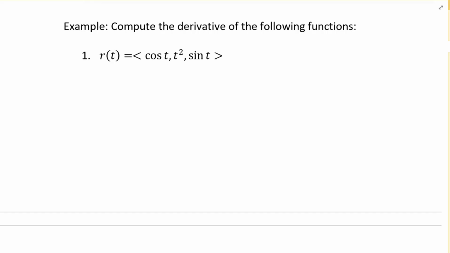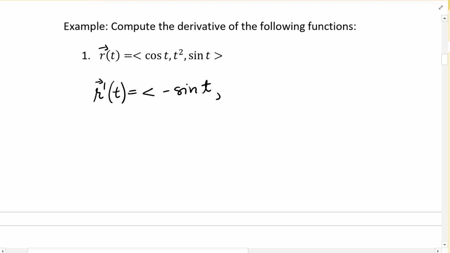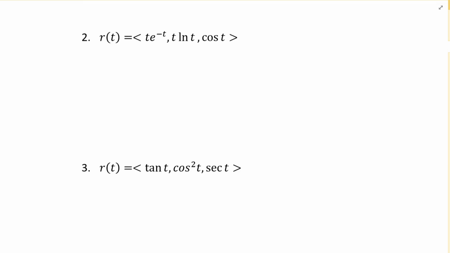In this video, we'll solve a few problems involving calculus of vector valued functions. So let's compute the derivative of the following function. To calculate the derivative, we write it as r of t, so r prime of t is the derivative of each individual component. So cosine of t prime is negative sine of t. T squared is 2t, sine of t prime is cosine t, and this is the derivative of r of t.